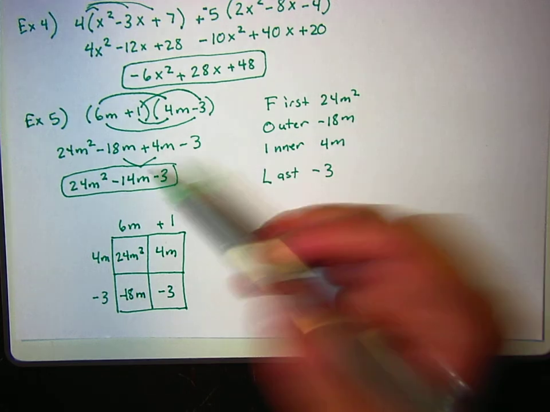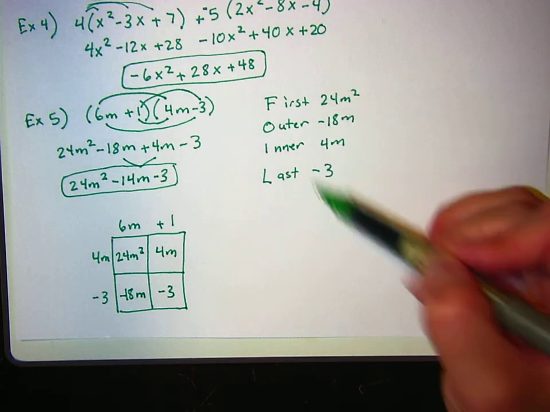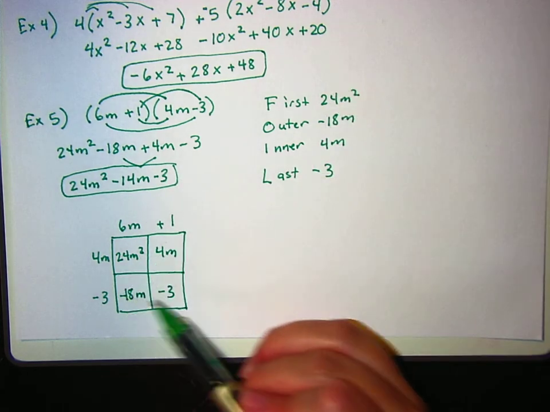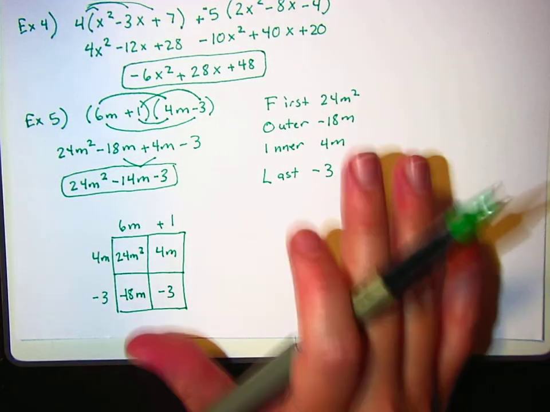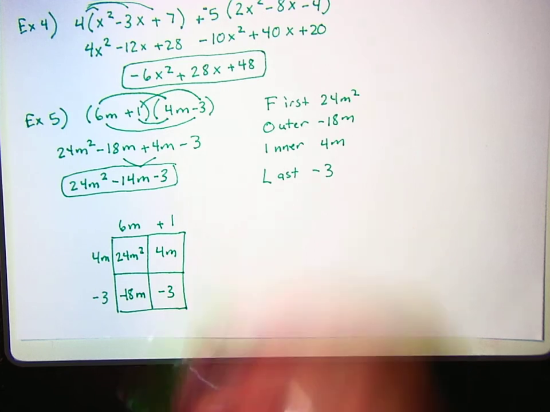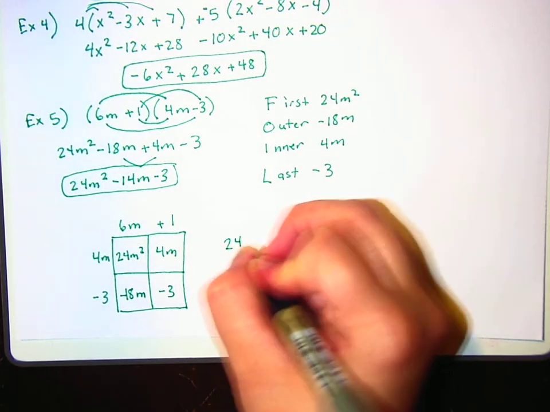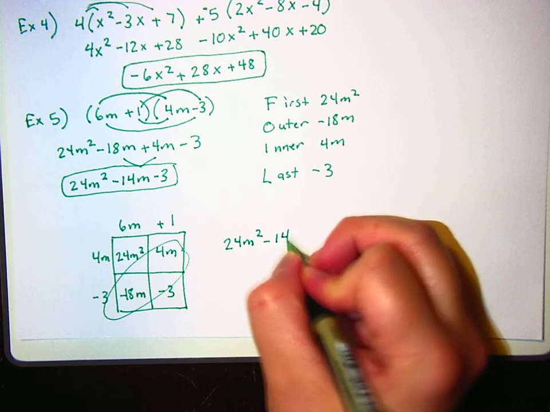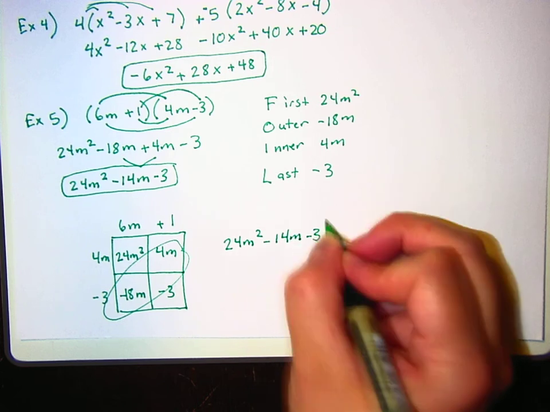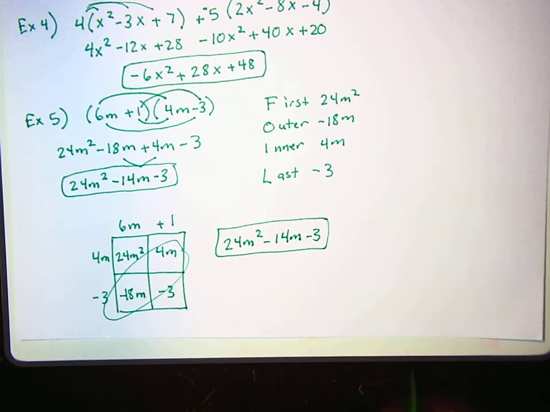And you should see that these things from first, outer, inner, last are the exact same things inside this box. It's just a different way to look at it. You do not have to do both ways on every problem. Do the way that works for you, that you like the best. So if I was going to finish the problem, I'd combine these two terms, making that negative 14m in the middle for the exact same answer we got last time.